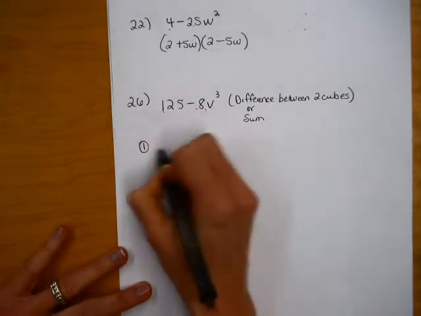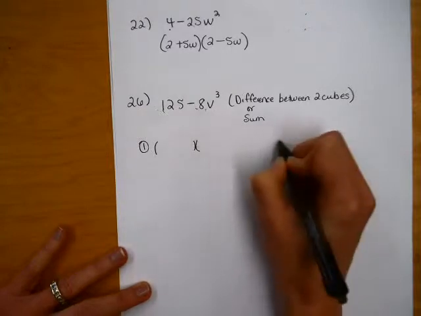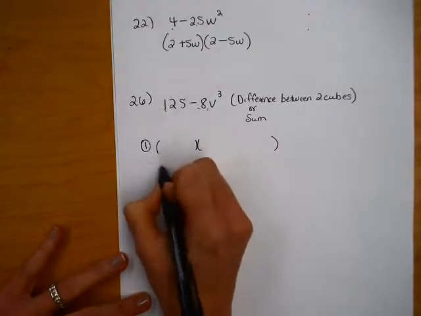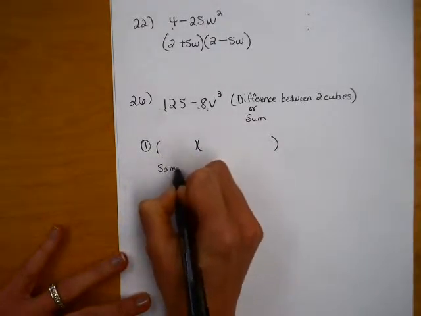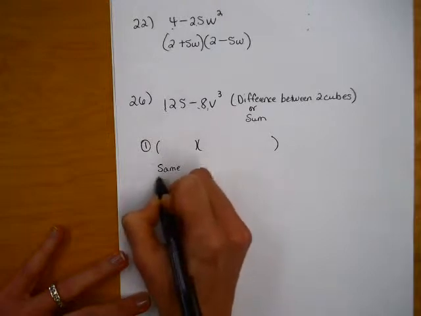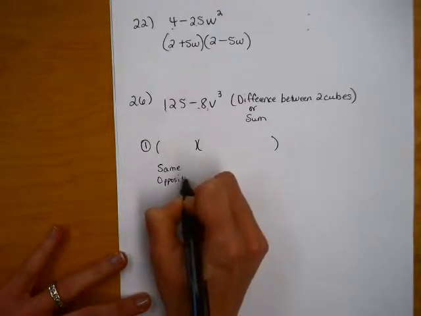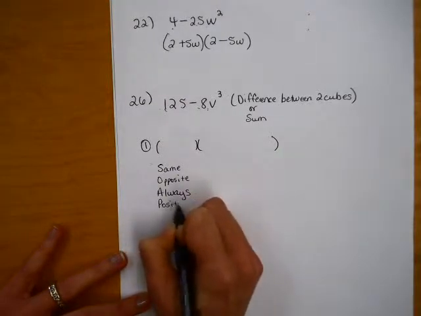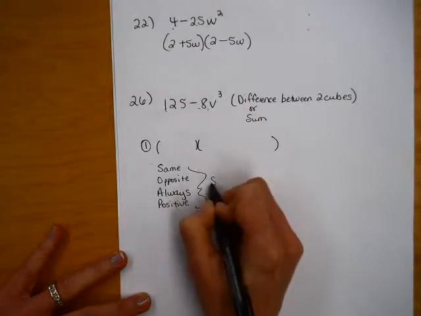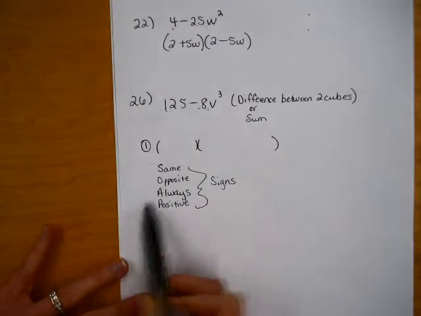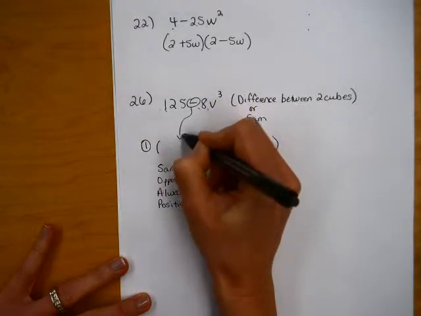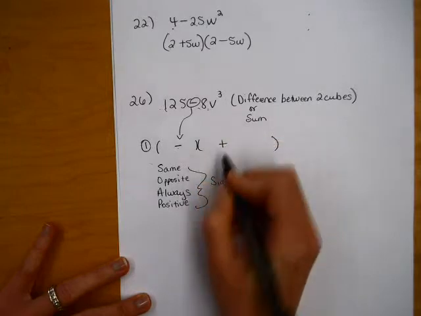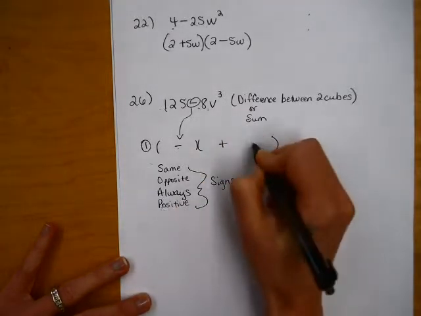And so step 1 is that these always factor to a binomial times a trinomial. And then I use SOAP to put my signs in. SOAP stands for same, opposite, always positive. And this tells you how to correctly put your signs in your parentheses. So same means same as my problem goes here in this first parentheses. Opposite of that sign, so that would be a plus, goes here. And the last one is always positive.